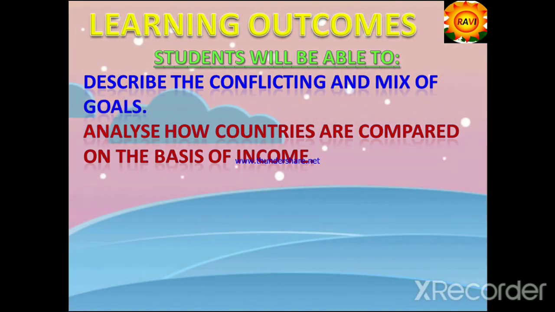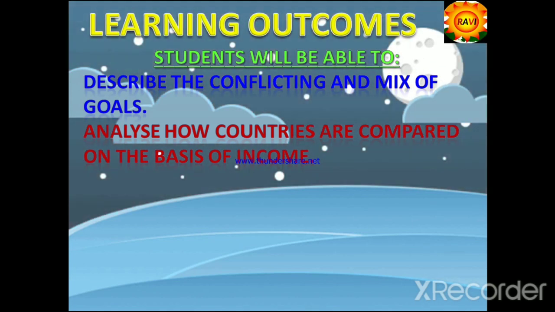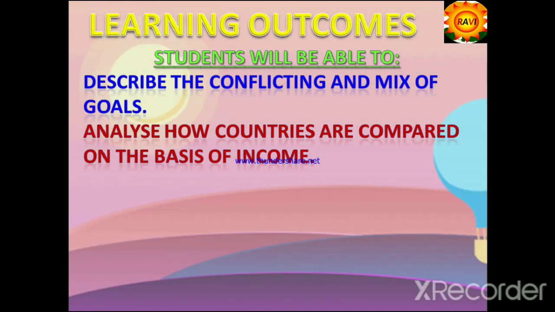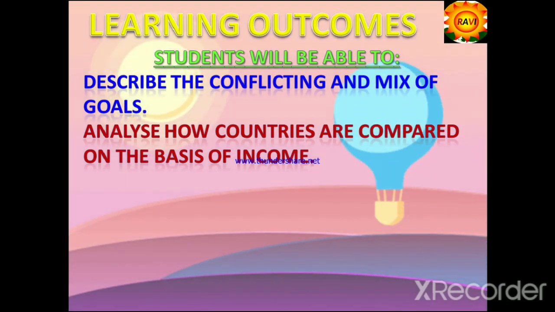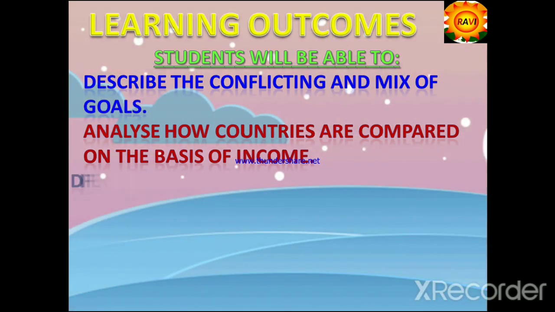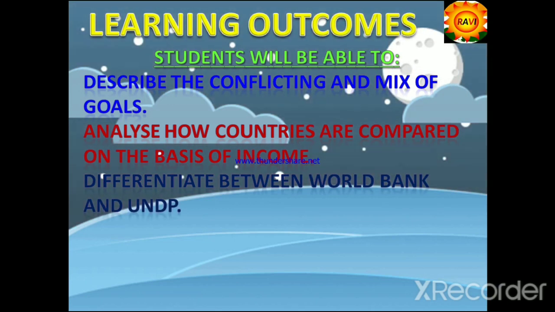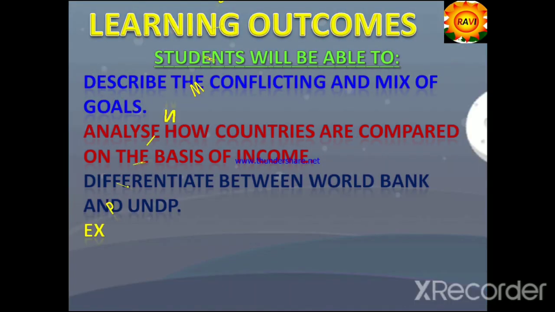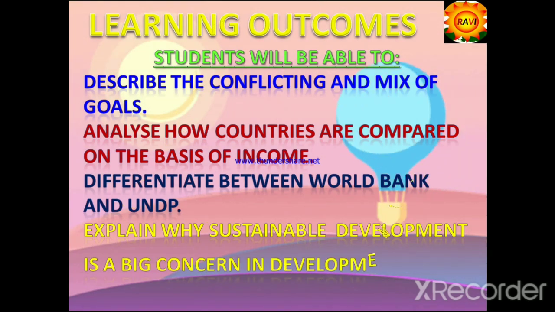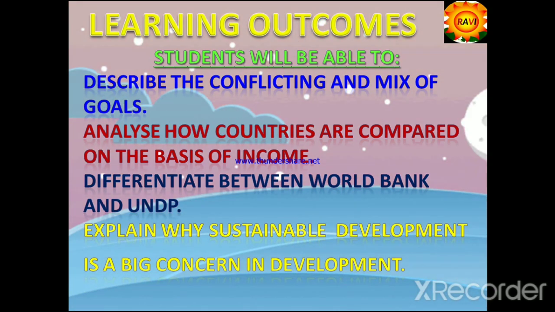So generally we know very well that the world countries have been divided into 3 major categories, that is developed countries, developing countries, and underdeveloped countries. How these countries are divided into developed nations, developing nations, and underdeveloped nations, students are able to explain in detail. The third learning outcome of this chapter is students will be able to differentiate between World Bank and UNDP. What are the functions of World Bank and what are the functions of UNDP, and what are the differences between them.